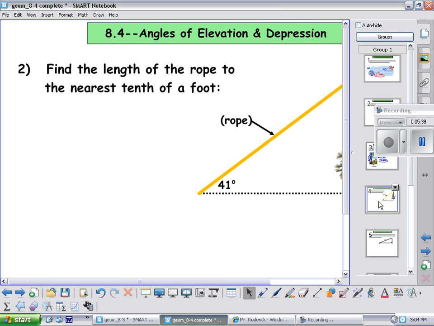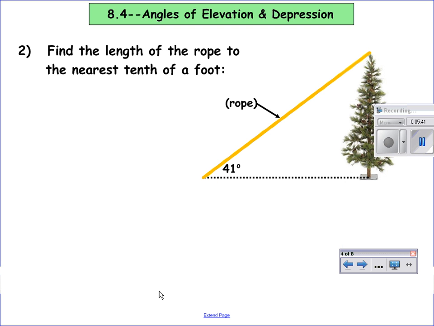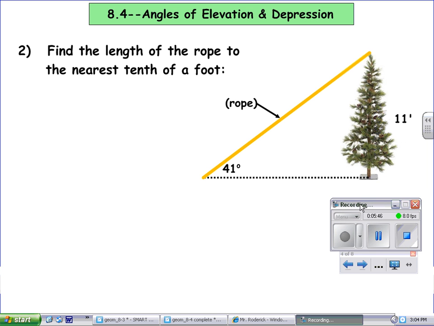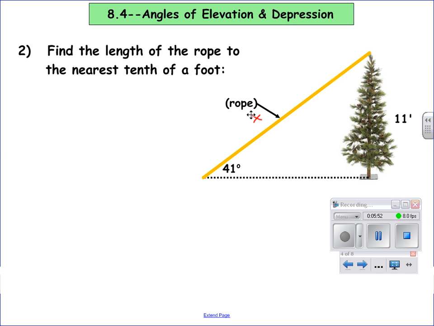This guy here, let's take a look. There's that tree. He's 11 feet tall. Find the length of the rope, the yellow rope. So let's label that with X. This is basically an angle of elevation of 41 degrees right here.